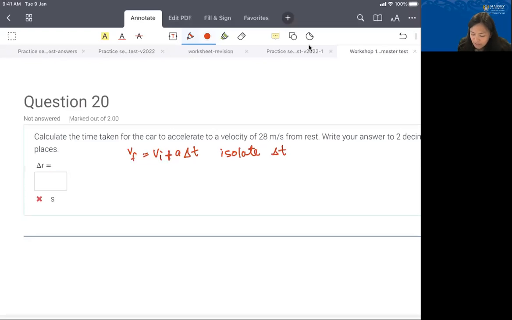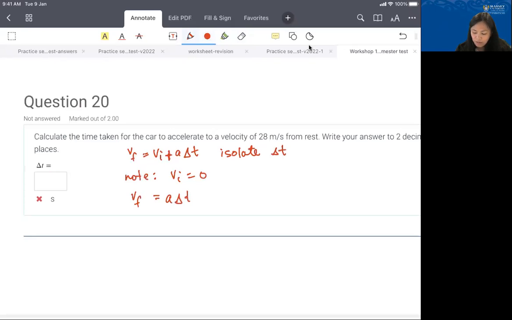Okay, so let's isolate delta t, rearranging this. I think we've rearranged this many times in the past. One thing you can also do to simplify this equation and simplify rearranging is to note that Vi is equal to 0 because the car started from rest. If you go back to our table of facts, you can see that Vi is equal to 0. So your equation can simplify to, I'll just remove the 0.